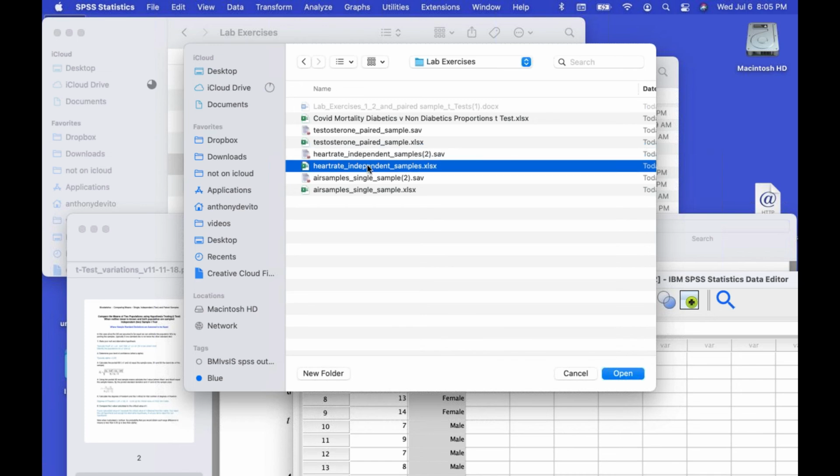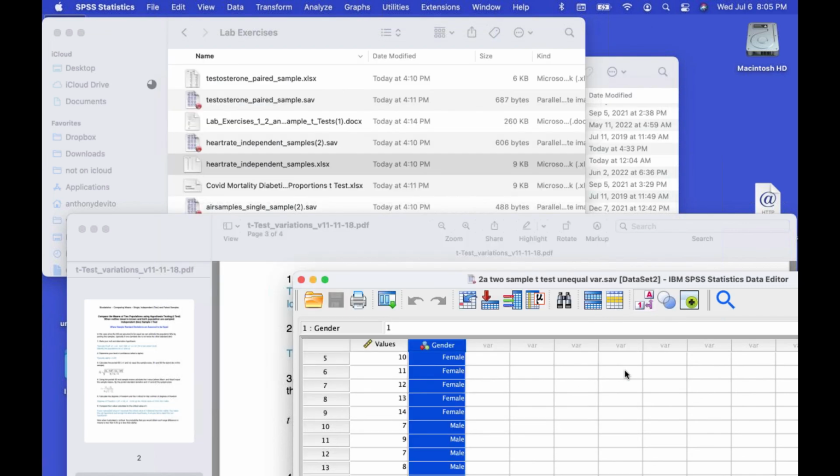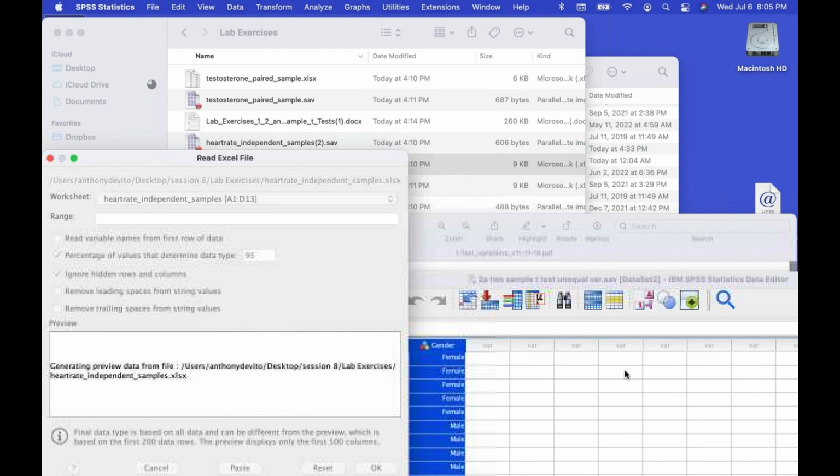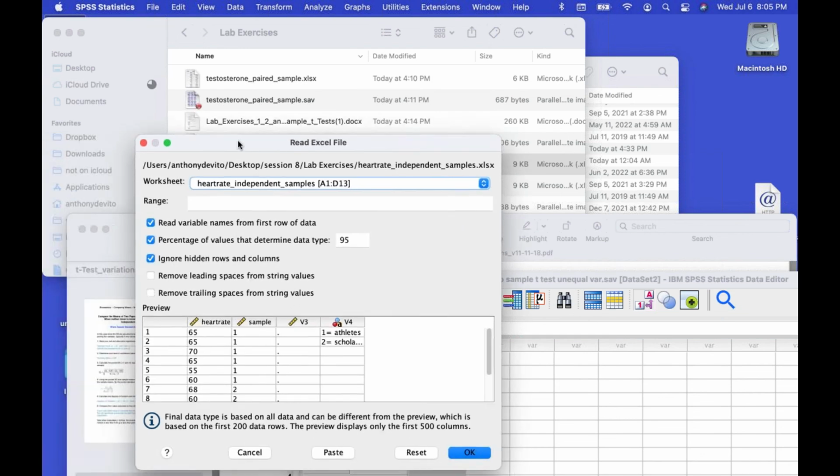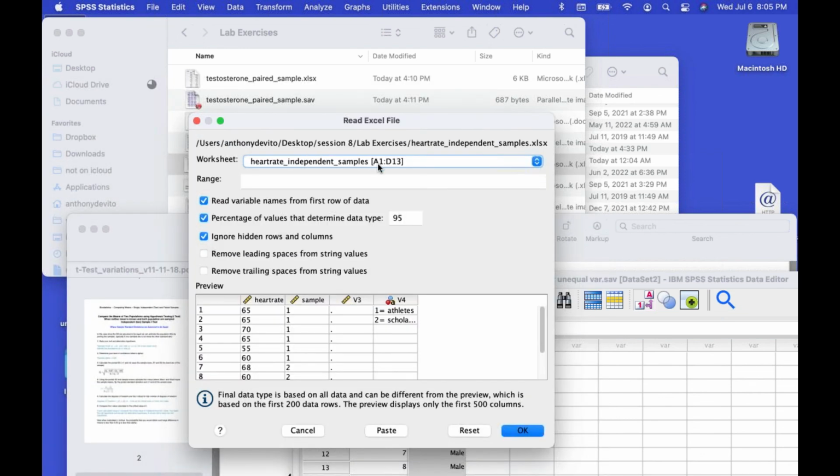So I'm going to click open. It's going to realize it's an Excel file. And it's telling me that there is data that it sees between A1 and D13. D13 is, well, there was some other extraneous stuff at the end here. I don't really need that. I don't think it'll let me change it here. I can change it in range. I'm not going to bother. I'm just going to delete those once they're imported.